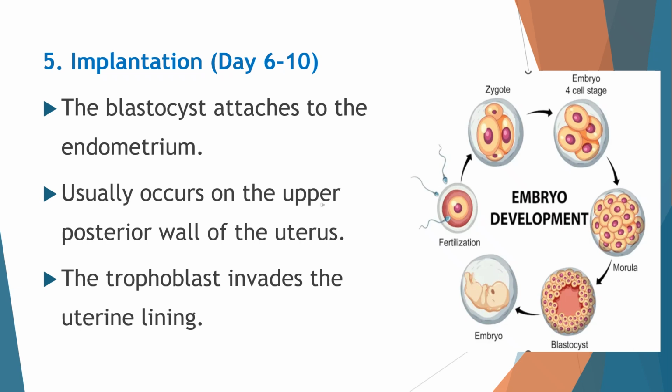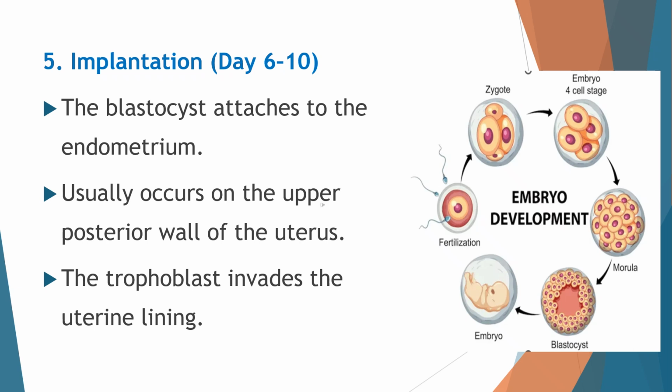Now, where does implantation usually occur? It normally occurs on the upper posterior wall of the uterus. This is the most common and ideal site because it provides a good blood supply and enough space for the baby to grow throughout pregnancy. Next, let's see what happens during implantation. The outer layer of the blastocyst, called the trophoblast, starts invading or penetrating the uterine lining. This helps the blastocyst become firmly attached to the endometrium. As the trophoblast continues to grow into the uterine lining, it gradually forms the placenta. The placenta will later supply oxygen and nutrients to the developing baby.